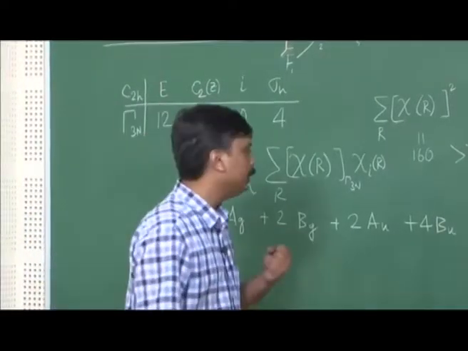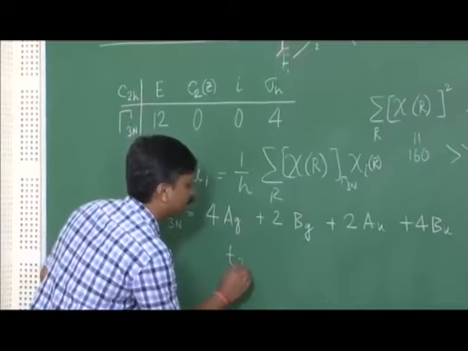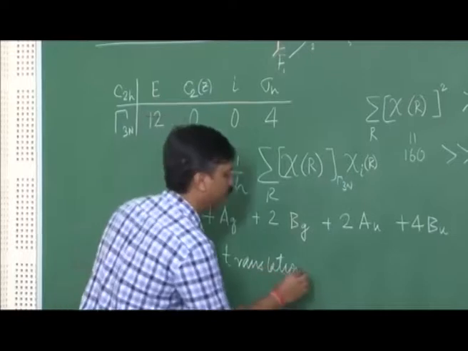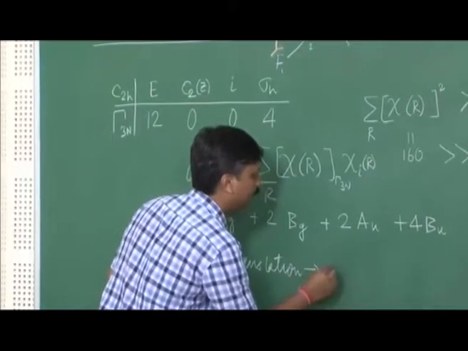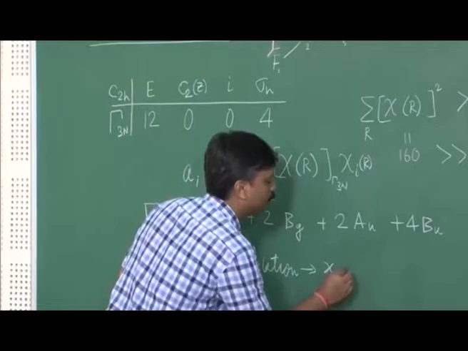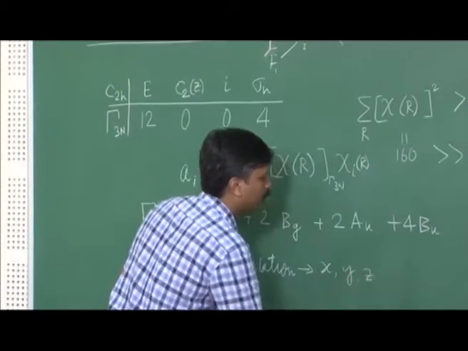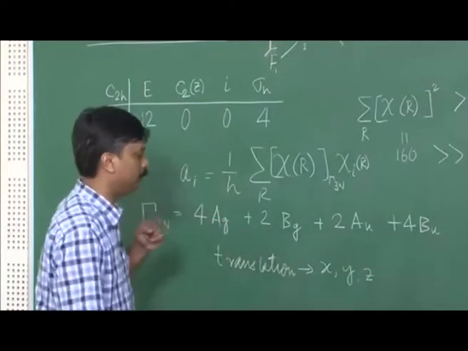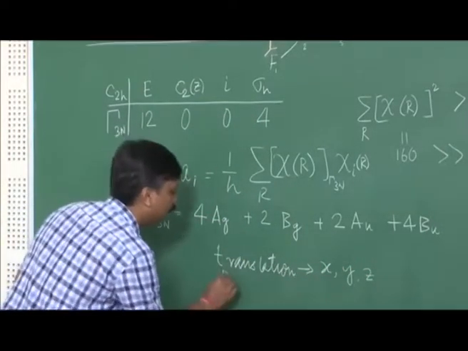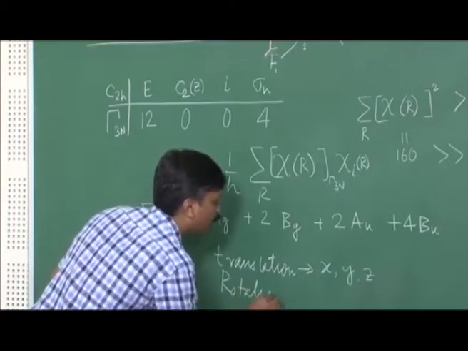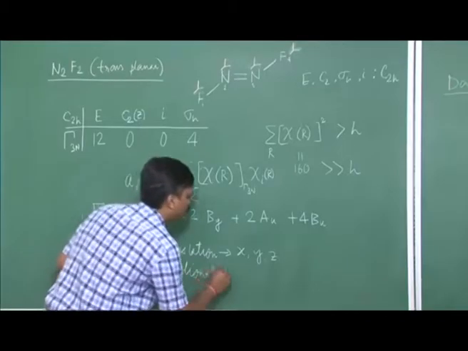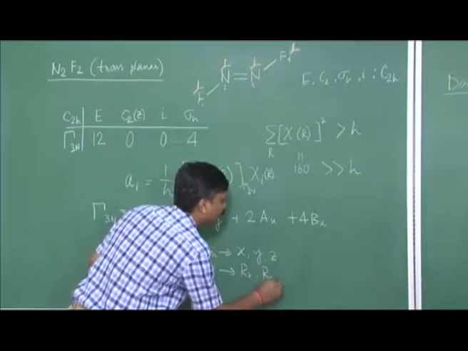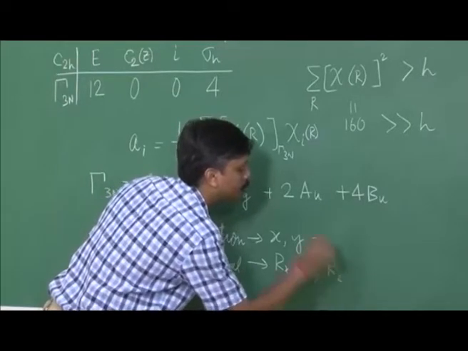Translational motion transforms as either x or y or z Cartesian coordinates, and rotational motion transforms as Rx or Ry or Rz. Fine.